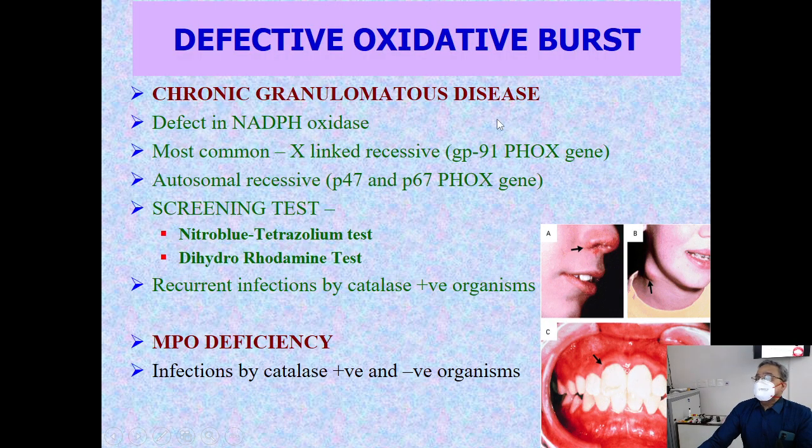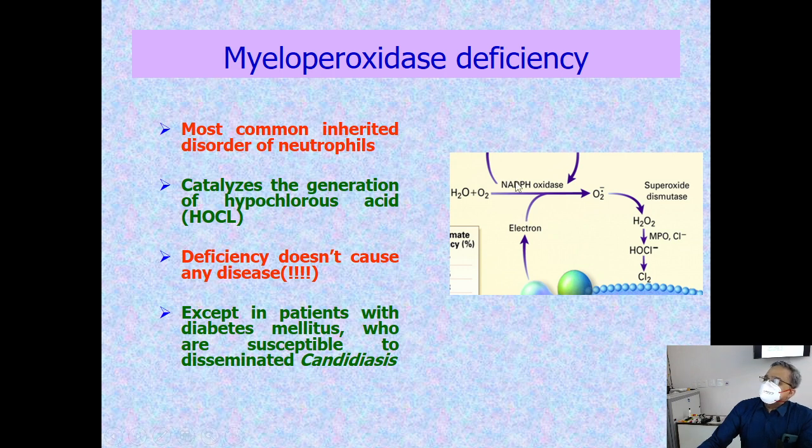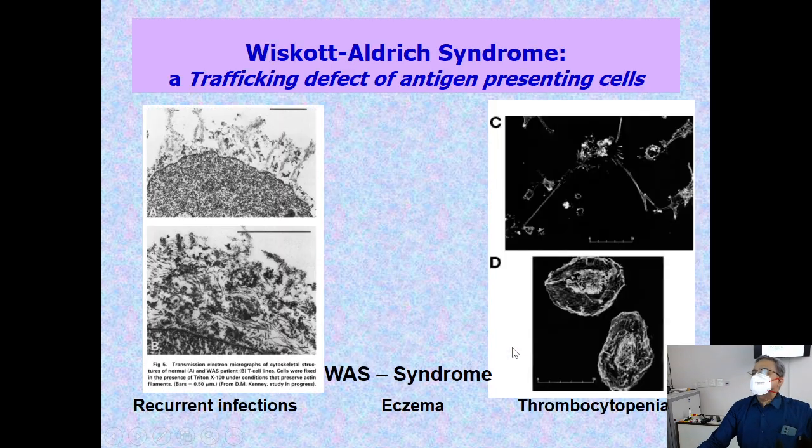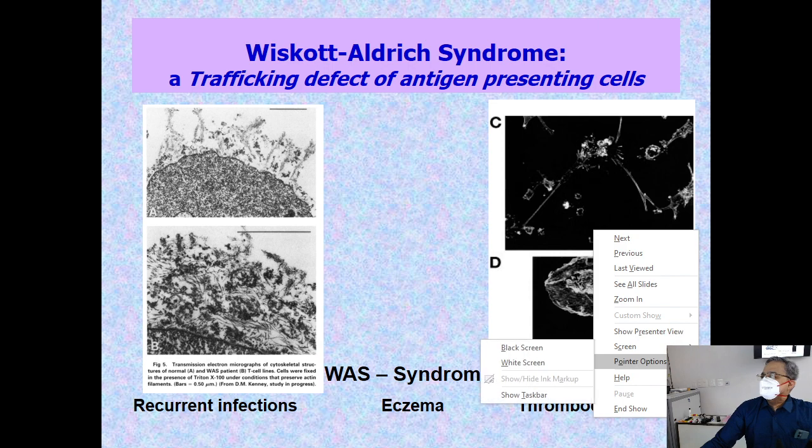Then you have chronic granulomatous disease, which is an important disease, which is detected by the nitroblue tetrazolium test or a dihydrorhodamine test, which is now done in flow cytometry analyzers, which test whether the cells have the ability to produce oxidation or not. If you look at this, everything comes from the NADPH oxidase. It's only subsequent to that that the superoxide dismutase and the MPO can have some effect. So if this is gone, you have serious disease. If this is gone, nothing happens, because it's not that important. The primary is this. Myeloperoxidase deficiency is very common, but not causing any disease.